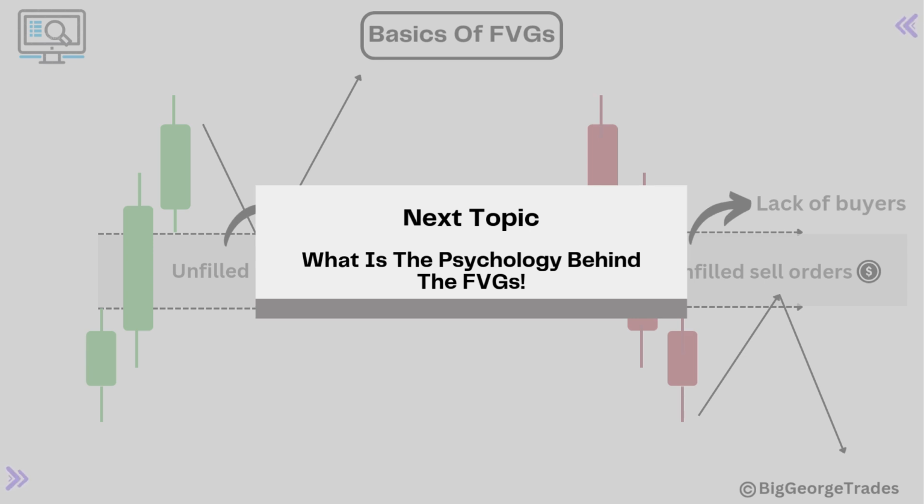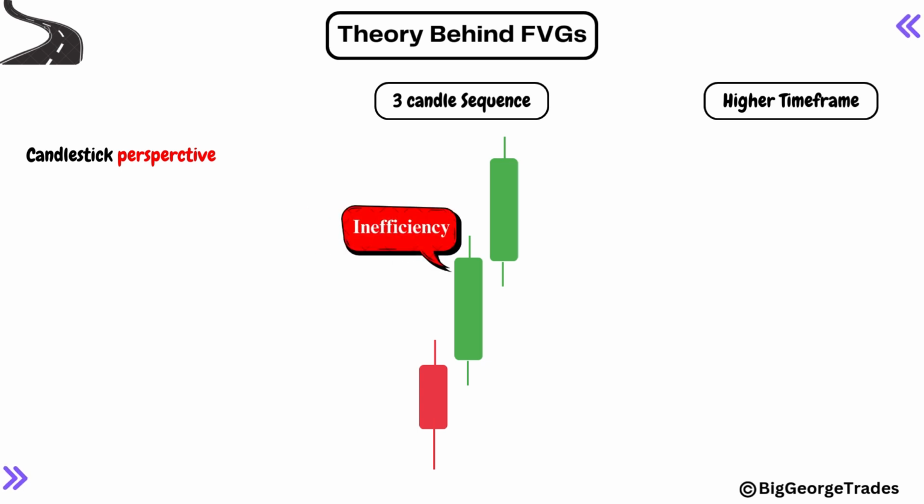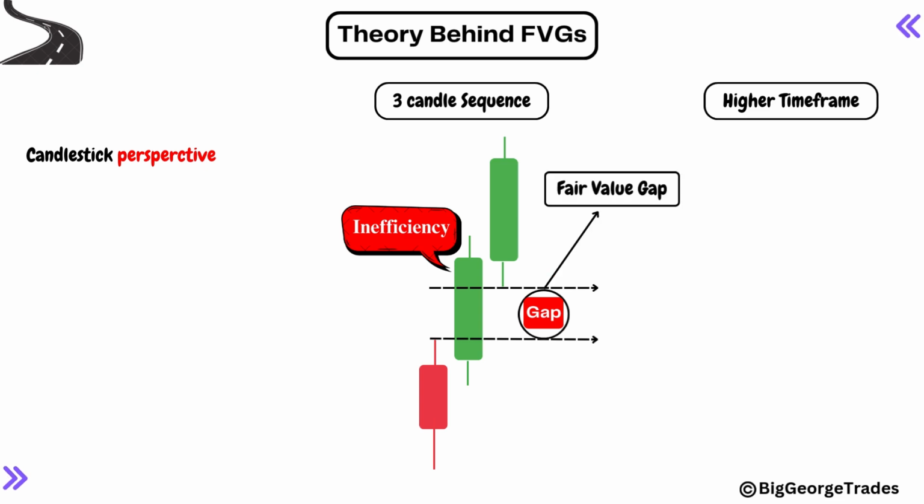Let's get into it. Like I said in the previous slide, a fair value gap is created by a three candle sequence. That is, the middle candle is identified as the inefficiency candle, with the candle before and the candle after it marked with a horizontal line and indicated in between as the gap. That is where the fair value gap is.